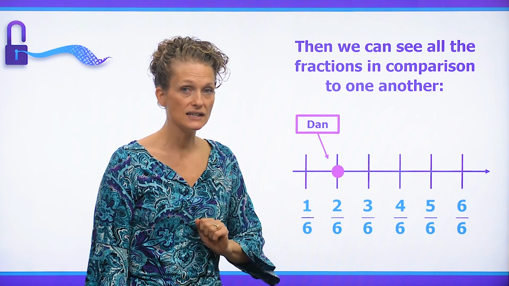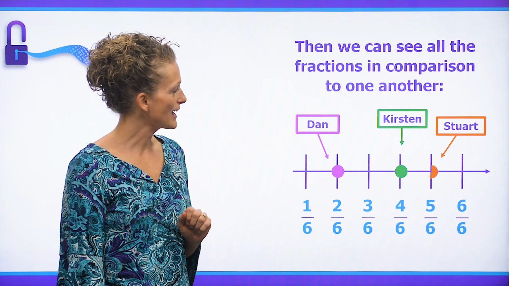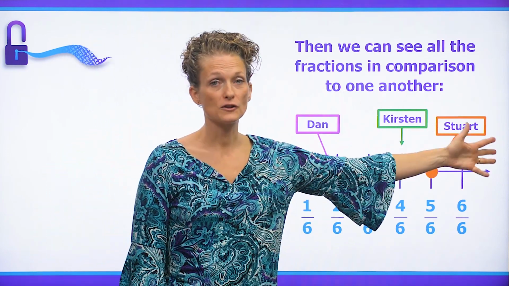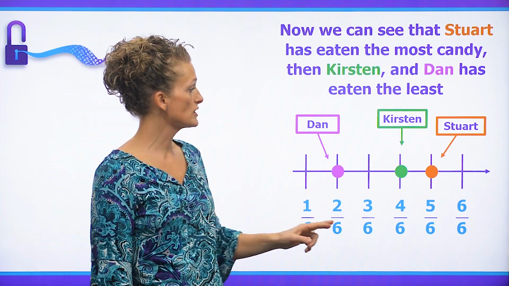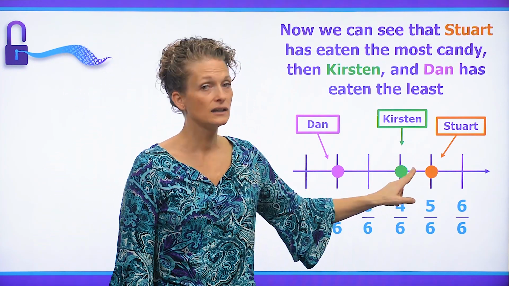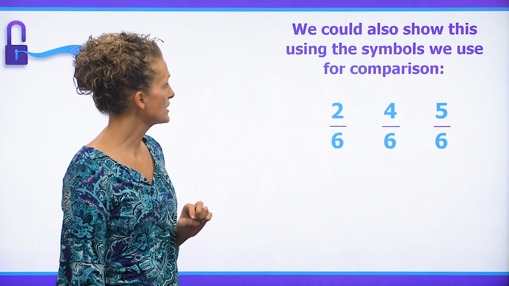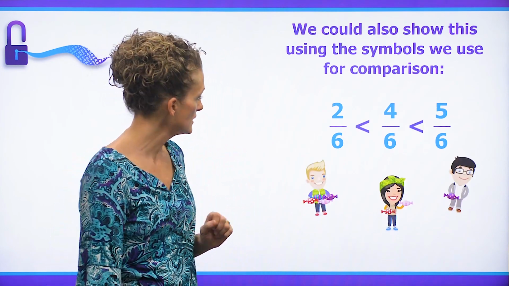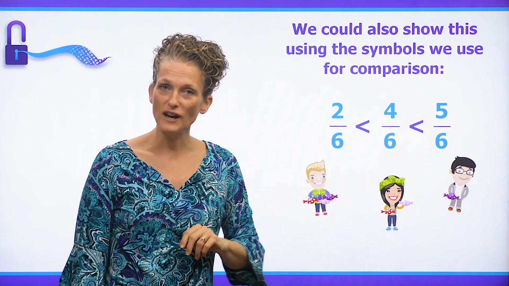Dan had eaten 2/6. Kirsten had eaten 4/6, and Stuart had eaten 5/6. Remember, on a number line, the farther to the right you go, the greater the number. So this tells us that Stuart had eaten the most candy, then Kirsten, and Dan has eaten the least. We could also show this using the comparison symbols we have learned previously: 2/6 is less than 4/6, which is less than 5/6.